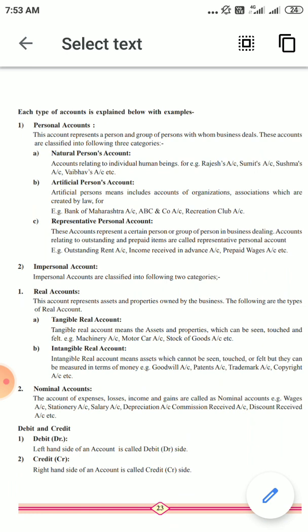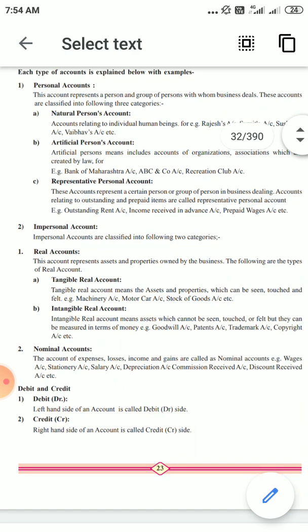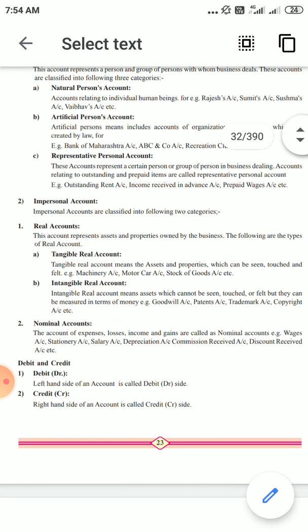Okay, next is nominal account. Now this account is expressed in terms of expenses, losses, incomes and gains. Like wages, stationery, or salary, depreciation, commission, discount received, these all will come under nominal account. Okay, so these are the three types of account, that is personal account, real account and nominal account. You have to know these three accounts very well.